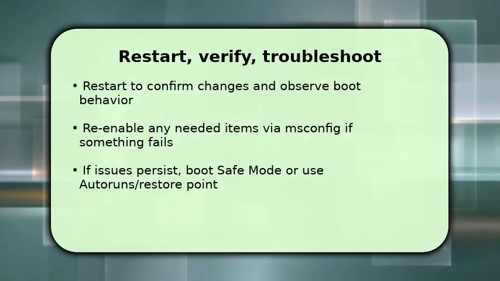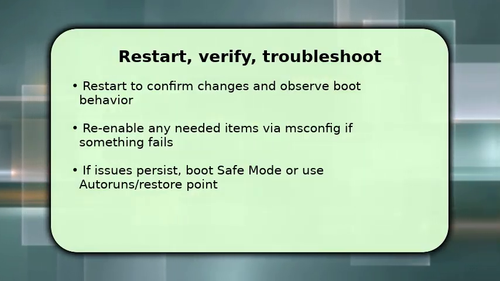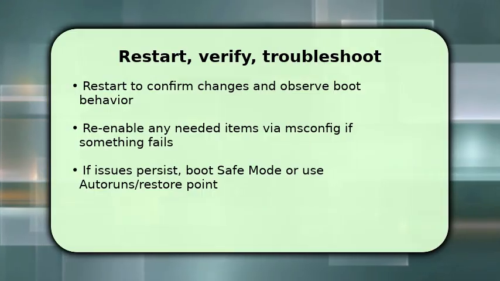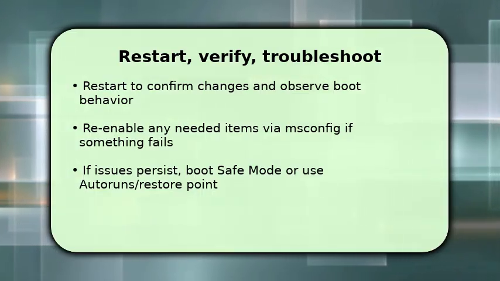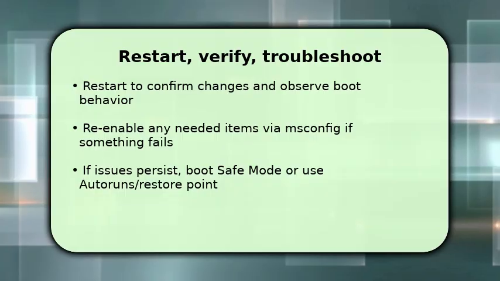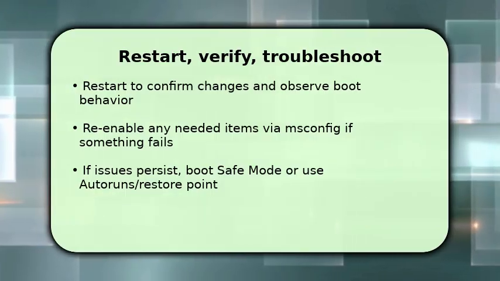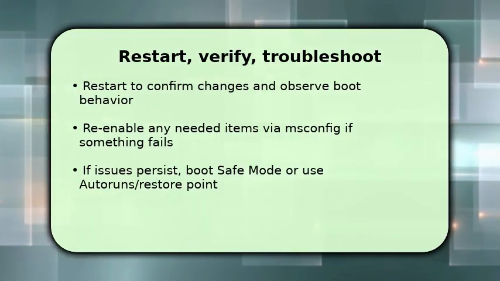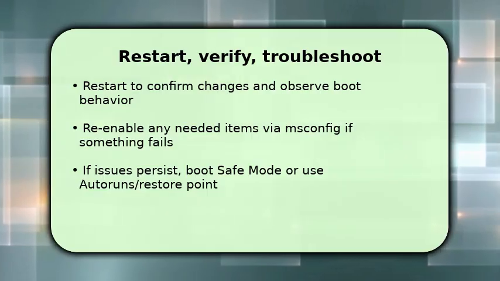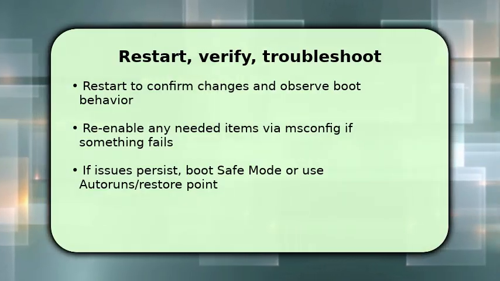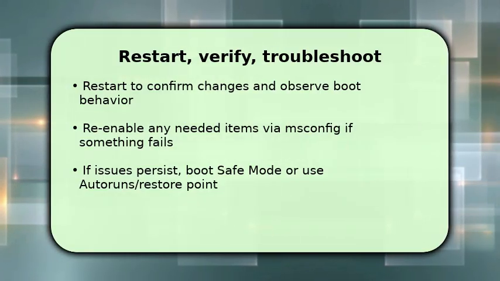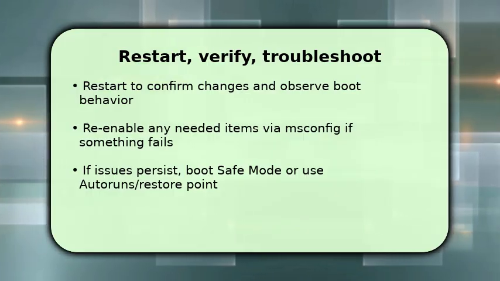If something stops working, go back into msconfig and re-enable the item, then reboot to restore functionality. If disabling didn't stick or caused problems, boot into safe mode to undo changes, use your restore point, or run a startup inspection utility to find persistent run keys. Make sure to recheck antivirus and update drivers after changes.